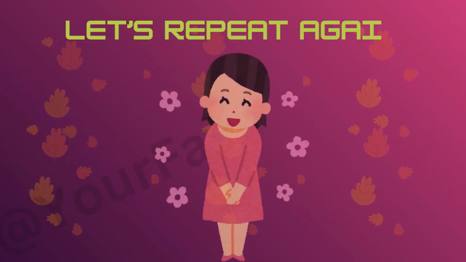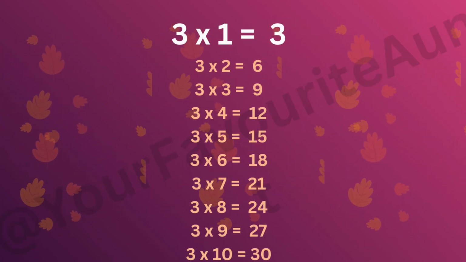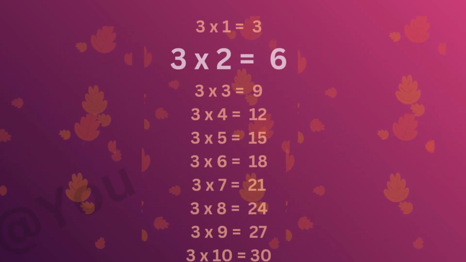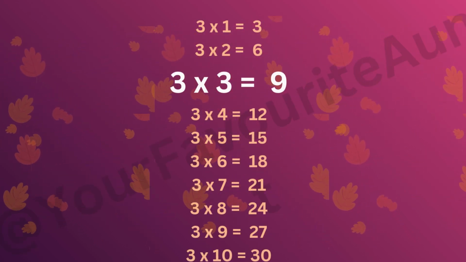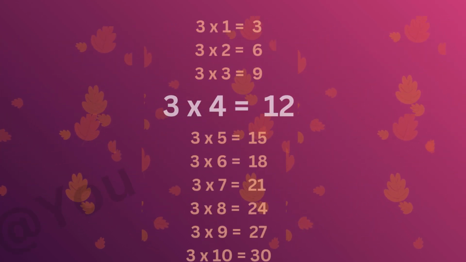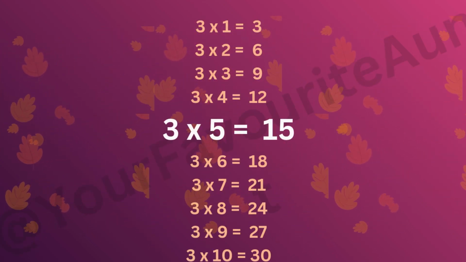Now, I want you all to repeat with me. Let's start. 3 times 1 is 3. 3 times 2 is 6. 3 times 3 is 9. 3 times 4 is 12. 3 times 5 is 15.